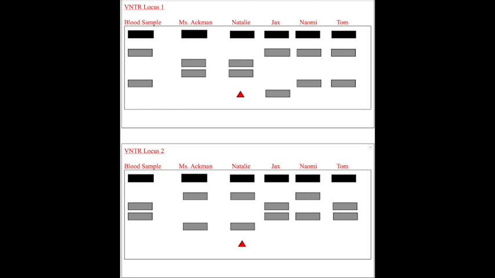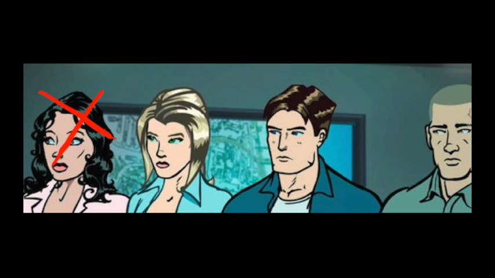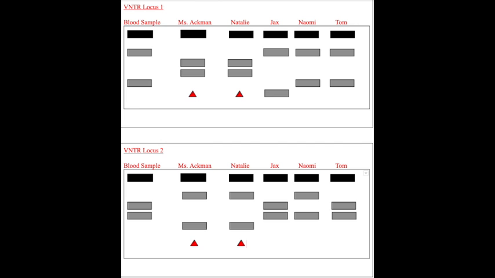According to the VNTR locus 1 and locus 2, none of Natalie's alleles match those that came from the blood sample. Thus, she is excluded from having broken the vase and leaving the blood stain. As well, if each of the VNTR loci are analyzed, it is seen that Natalie and Miss Ackman share identical alleles for VNTR locus 1 and locus 2, which is indicative of the fact that they are not only related, but that Miss Ackman is the mother of Natalie.